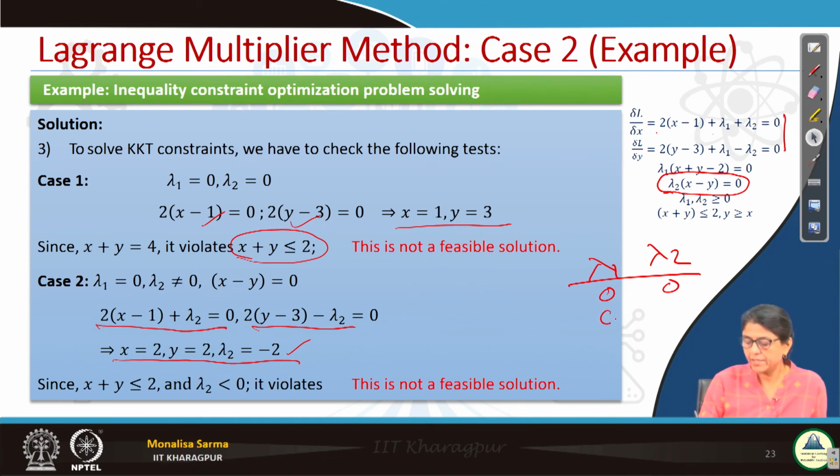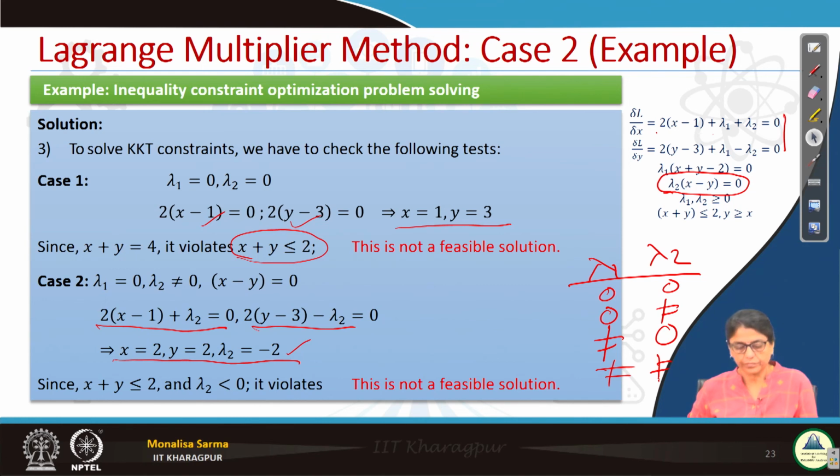Then I take this is 0 and this is not 0. This also I found not a feasible solution. Then I take this is not 0 and this is 0. Okay, I will find out the solution. Another is both not 0. Both lambda 1, lambda 2 not 0. These are the different solutions I can get.